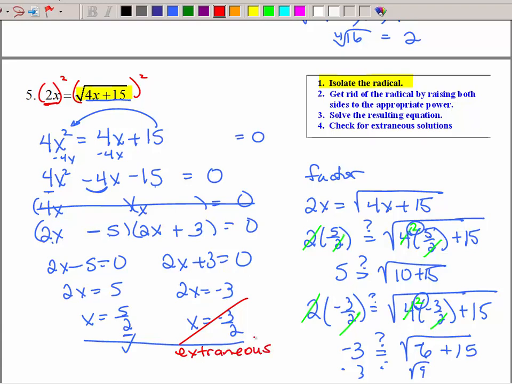So the answer is not no solution because we have 5 halves. That is our solution. This part is extraneous. That's what I want to see on your homework, is to have one line through it and then tell me that this is extraneous.